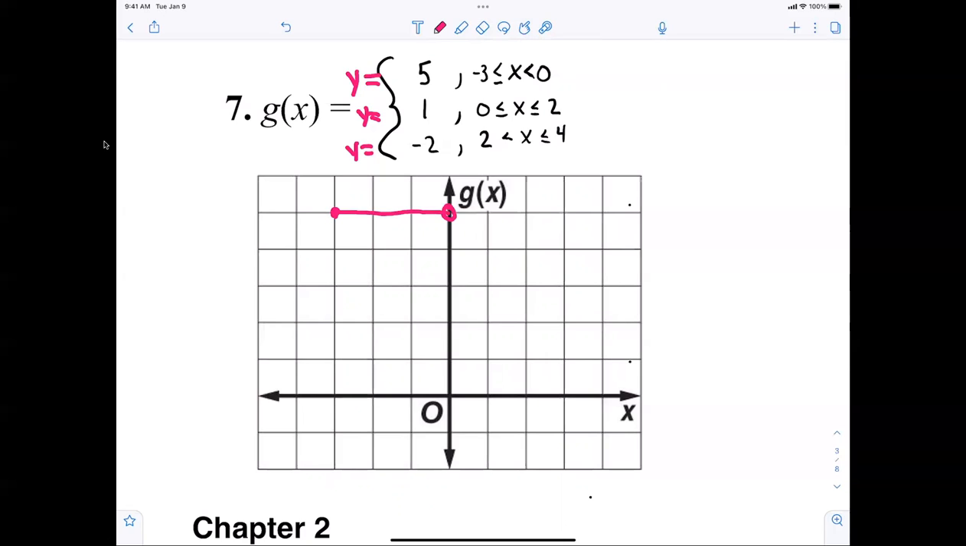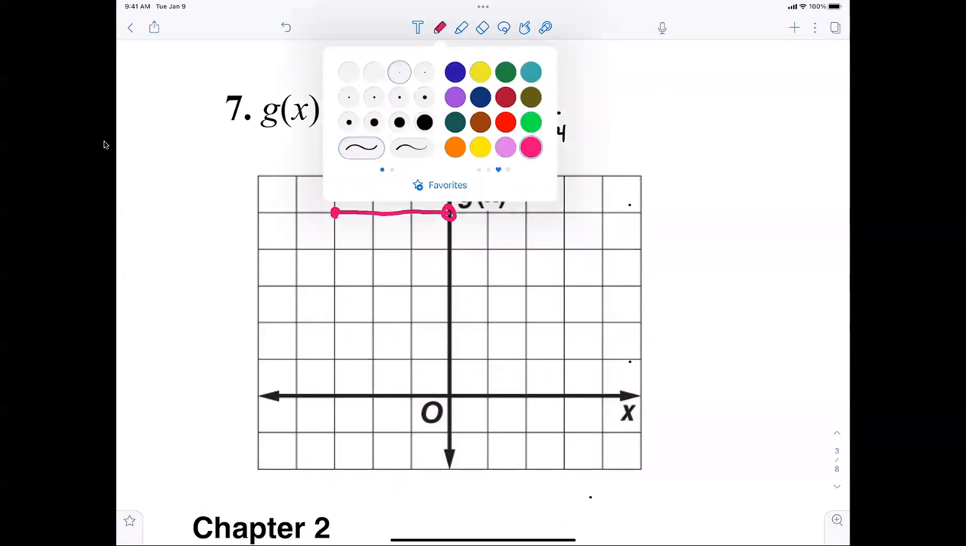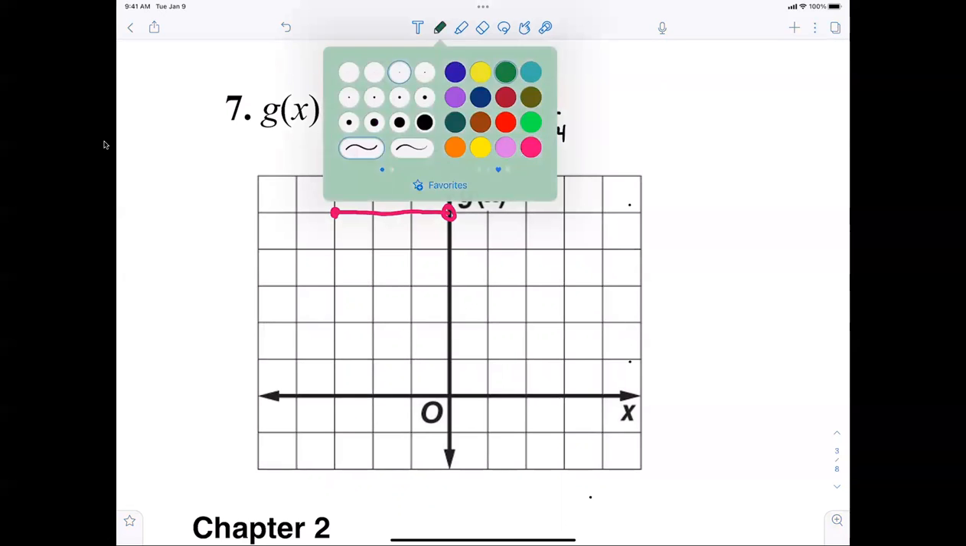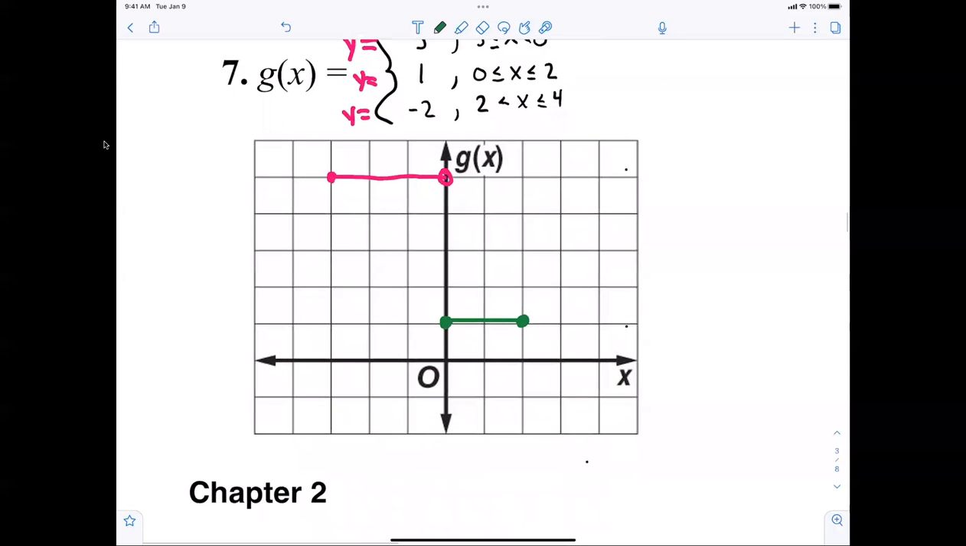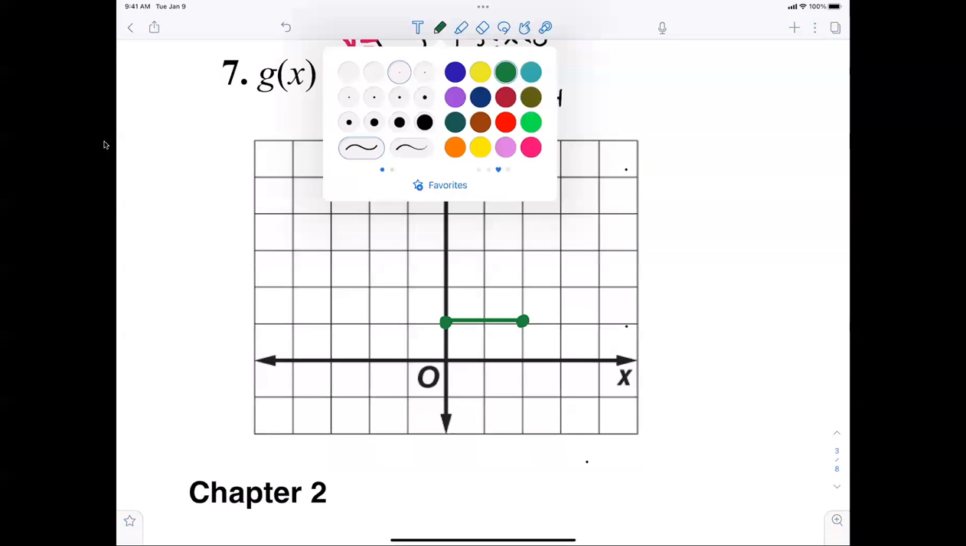And then 1 from 0 to 2. Is it a solid dot this time? Yeah. Solid dot at 1. Going until I get to 2. Is that a solid dot? Yep. And then -2 from what? 2 to what? 4. 2 to 4.